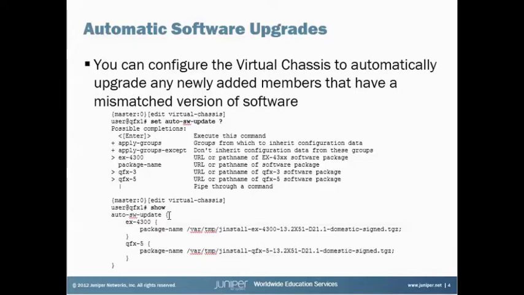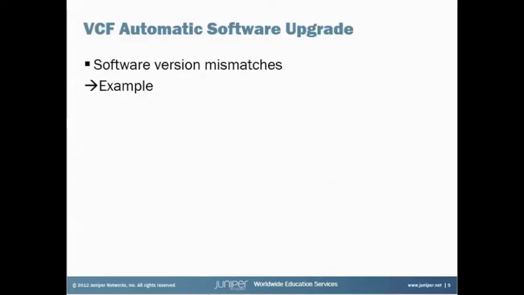Now, after this is committed, if any new members are added that have a mismatched version of software, the master RE will look in this location for the particular switch type, because it detects the switch type, and it will automatically upgrade the switch to the particular version that's listed here. So what we'll do is we'll go through an example.